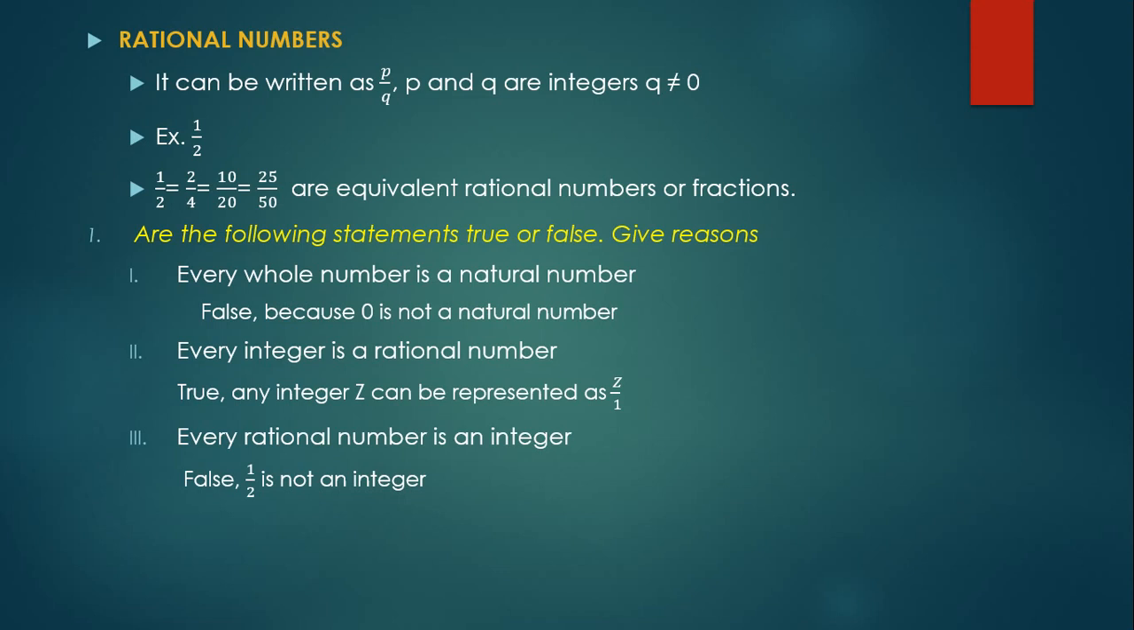What about our natural numbers? Our natural numbers start from 1 to infinity. So 0 is not included in the natural numbers. That's why the answer is false, because 0 is not included in the natural numbers.